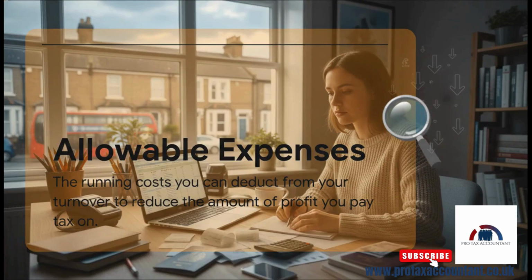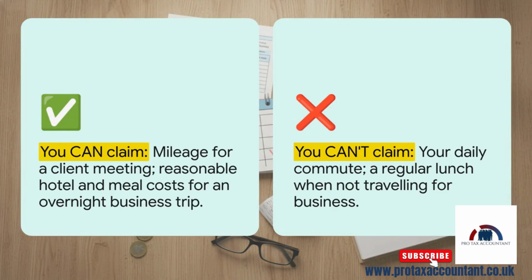And next, we have allowable expenses. Now, pay close attention, because this is where you can genuinely, legally reduce your tax bill. HMRC lets you subtract the costs of running your business from your turnover. It's pretty logical, right? The lower your profit, the less tax you pay. But the key is knowing what actually counts as a business cost. Okay, so the golden rule from HMRC is that an expense must be wholly and exclusively for your business. And honestly, this catches a lot of people out.